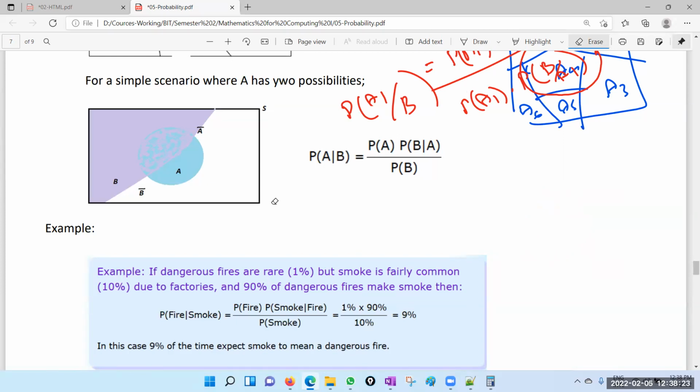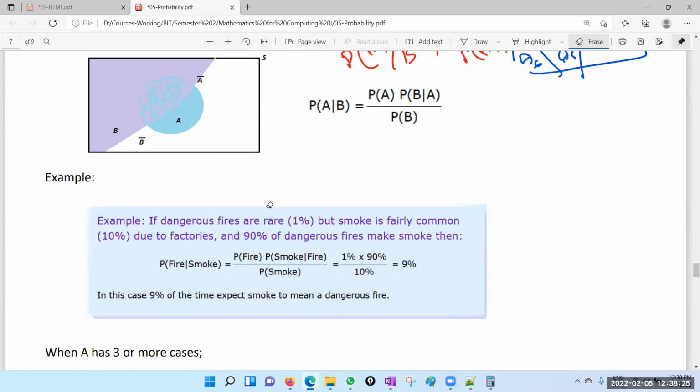Right, so let's do an example. If dangerous fires are rare, that is 1%, but smoke is fairly common, 10%, due to factories, and 90% of the dangerous fires make smoke, then if there is smoke, what is the probability of fire?